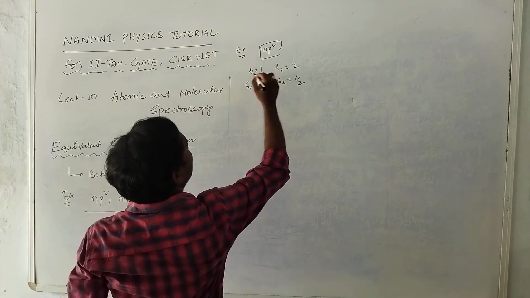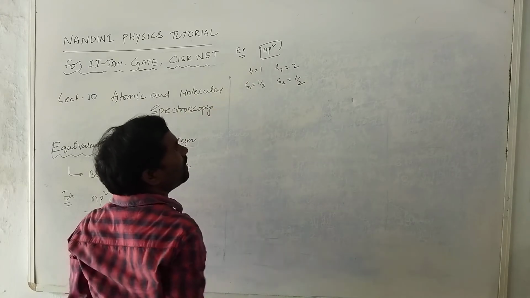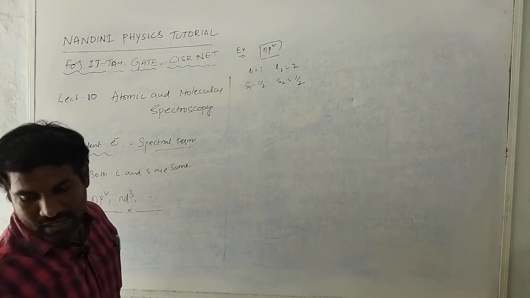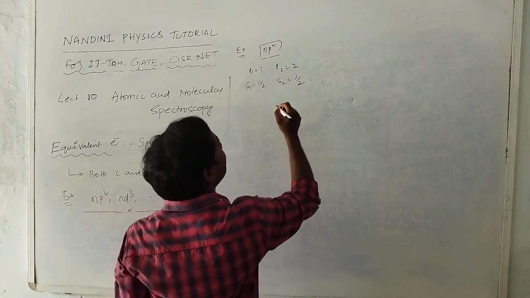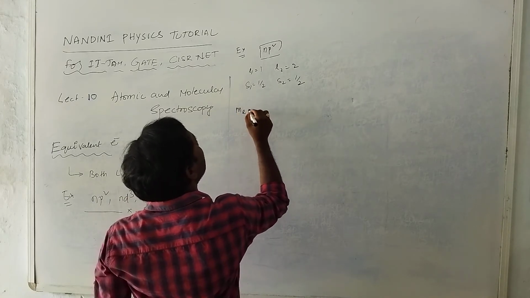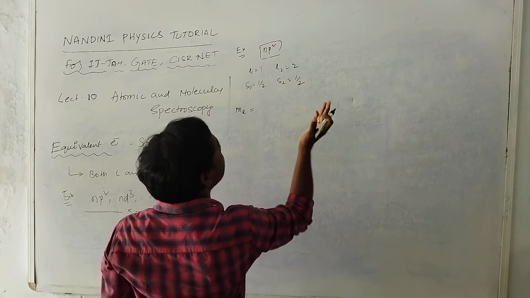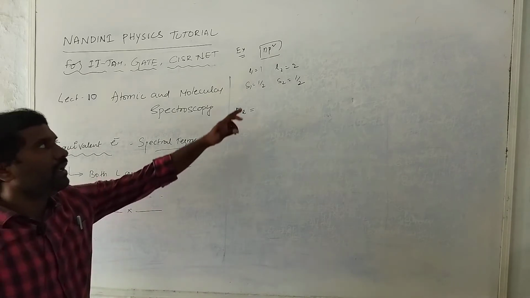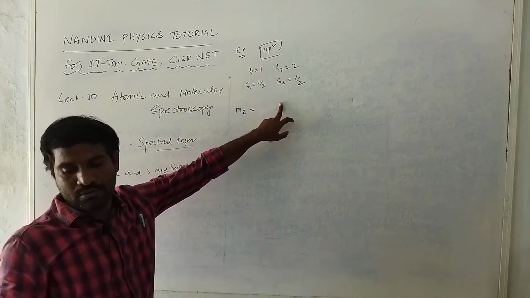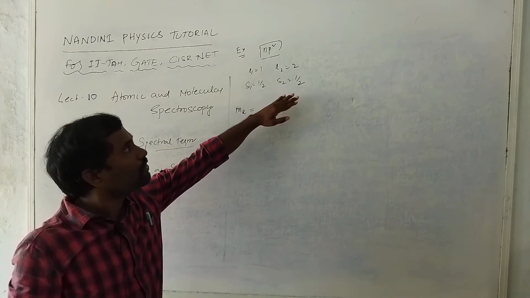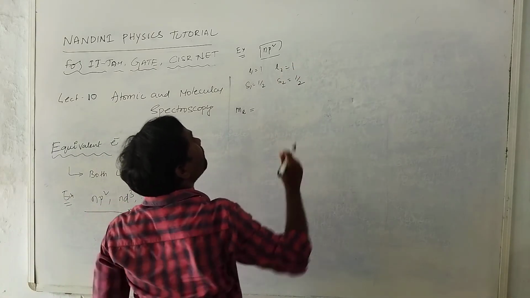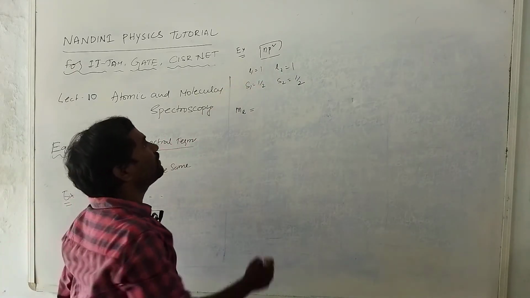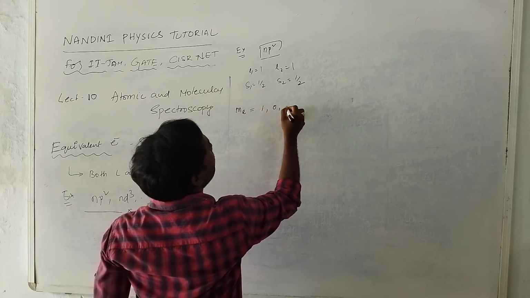Now I want to find out the possible values of ML and possible values of MS from the above equations. First, the possible values of ML. For L1 the possible values are 1, 0, minus 1. L2 is the same number because the electrons are equivalent. So simply take the possible values of ML as 1, 0, minus 1.